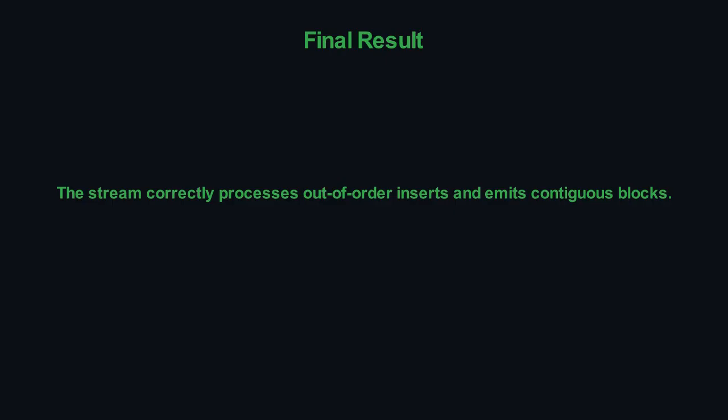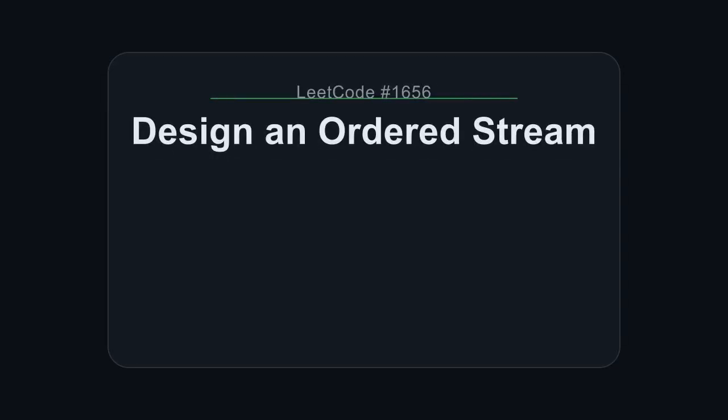The final output is correct because the pointer ensures we only emit values when they form an unbroken sequence from the current expected ID. You'll spot this pattern when you have sequential integer IDs, especially starting from 1, and need fast direct access. It's also useful when you're looking to process data in order, even if it arrives out of sequence, and want to avoid the overhead of a HashMap when indices are dense.